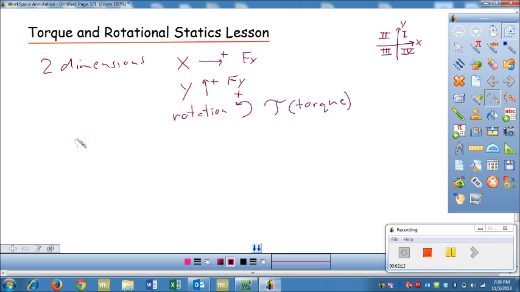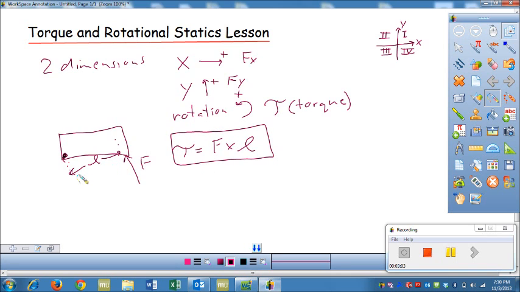Now, it turns out that if you have, say, some particular object, and let's just say that it has a pivot point right here, and you put a force right here on that object, well, if we take L equal to the perpendicular distance from that force to that pivot point, then we say the torque is equal to F times L. And that's our basic torque equation there. But this piece about perpendicular is very important later on. And I'll give you some examples.